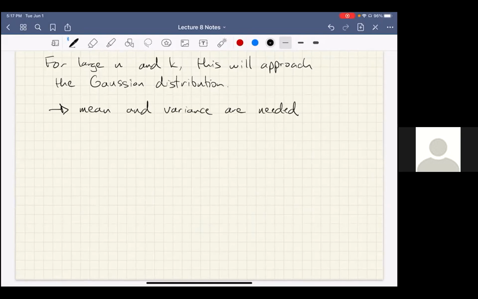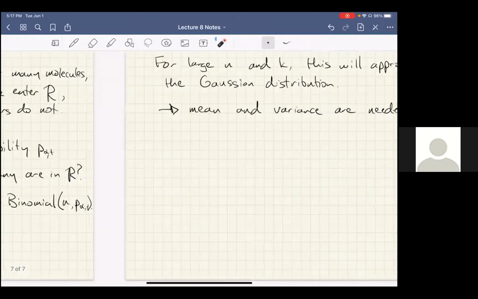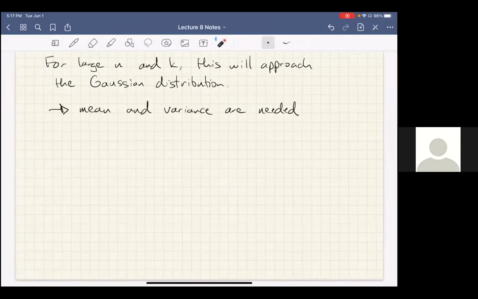So, the mean and variance of the binomial distribution. If we go back here, I have the probability of k. What I'm interested in is the average, the mean number of k, so the expected value of k. Now you can go look this up. It's easily found for the binomial distribution.